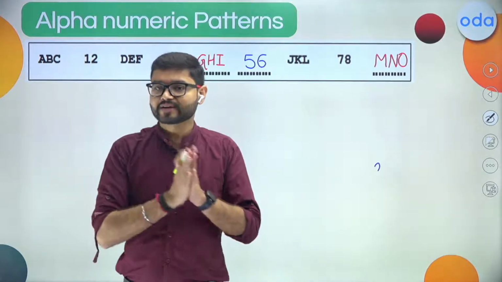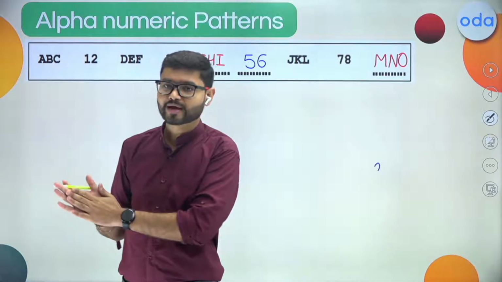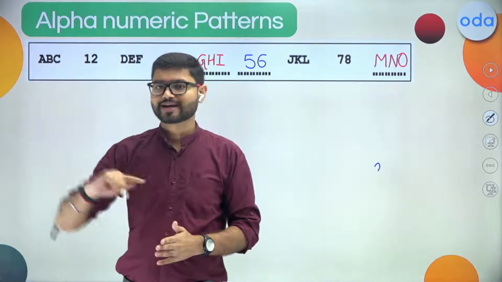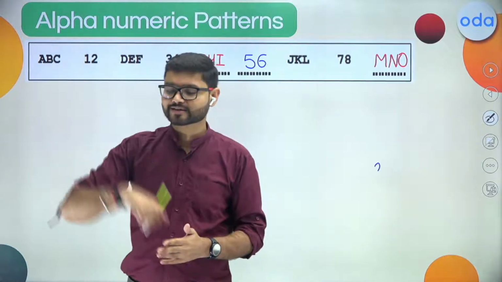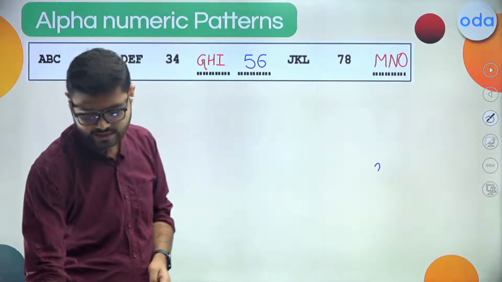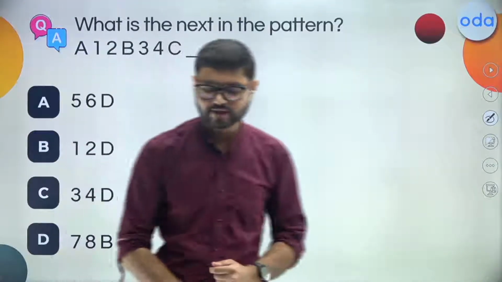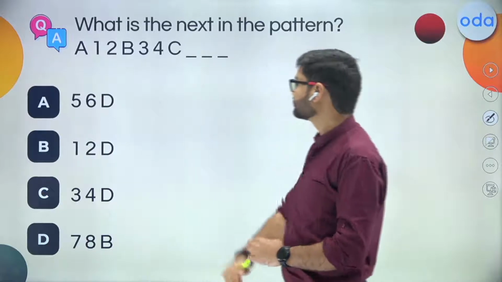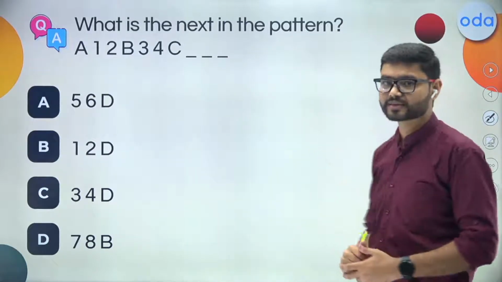Right? So we have removed that problem and we can focus on alphabets, and then numbers, or the other way around. Okay, so what about this question? I have a question for you. What is the next in the pattern?